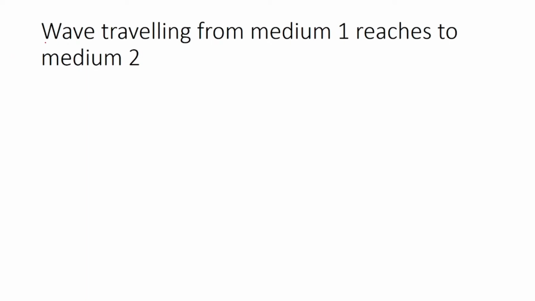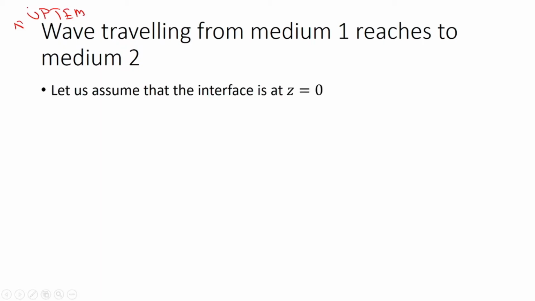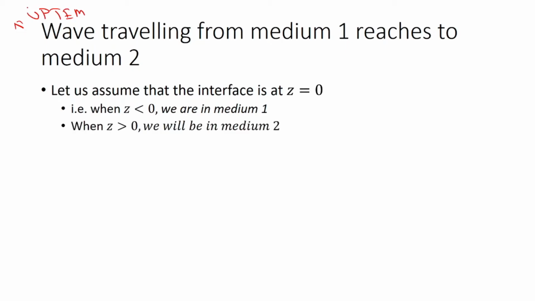The problem statement is that there is an electromagnetic wave which is traveling from medium 1 and it is reaching medium 2. Please remember that the electromagnetic wave which we are discussing is a uniform plane transverse electromagnetic wave. So, the uniform plane transverse electromagnetic wave is traveling from medium 1 and has reached medium 2. Let us assume that the interface is at z equals 0. That means when z is less than 0, we are in medium 1, and when z is greater than 0, we are in medium 2.